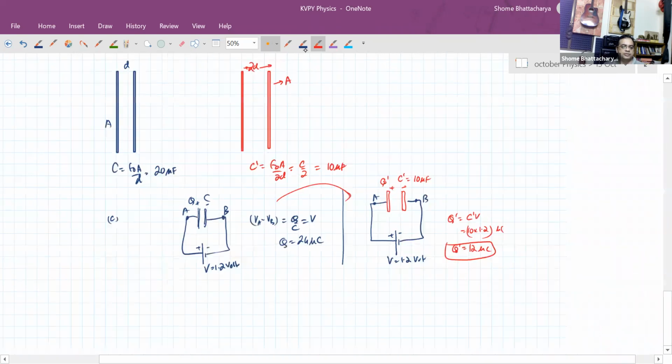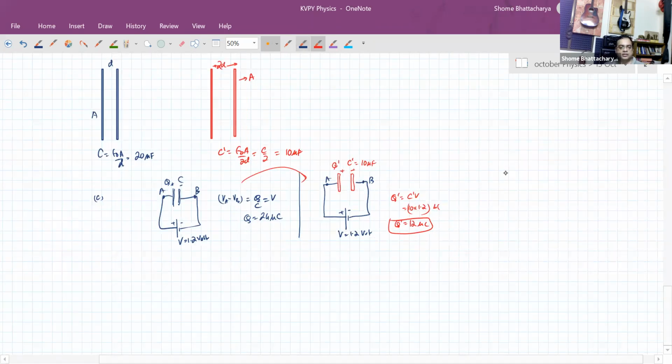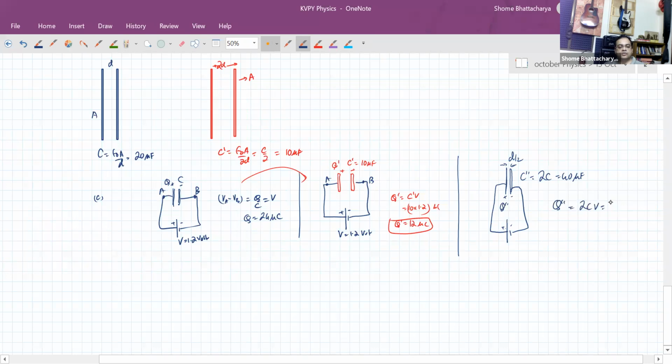Whereas if I had reduced the gap between the plates, then the opposite would have happened. Suppose I reduce the gap between the plates to D by 2. Then the new capacitance would have become 2C, that is 40 microfarad. Now if I did this while keeping the battery connected, then the new value of charge would have become 2CV, or 48 microcoulomb, whereas the voltage across the capacitor in each case remains the same because I've kept the battery connected. The voltage is a constant factor, the charge is changing.